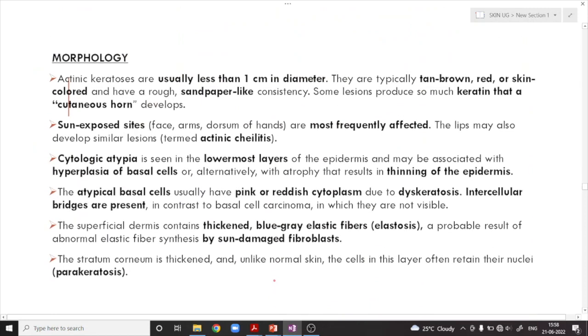So coming to the morphology of actinic keratosis, they are usually less than 1 centimeter in diameter. They are typically tan brown, red or skin colored, and they have a rough sandpaper-like consistency. Some lesions are going to produce so much keratin that they will produce a cutaneous horn. That is why the term is actinic keratosis.